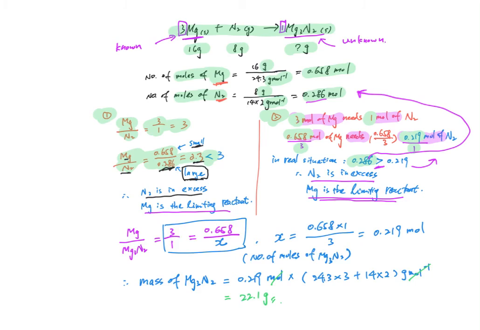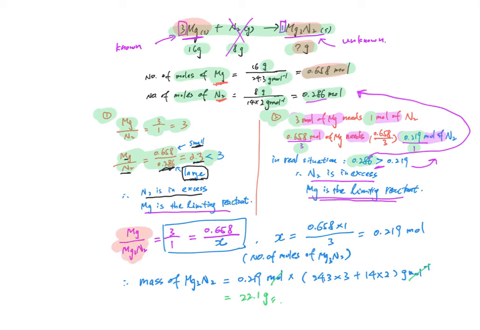After we determine which one is the limiting reagent, we use the old method. Now we only have one known and one unknown. The known one is magnesium, and the unknown one should be magnesium nitride. We only have these two. One is known, another is unknown, because nitrogen is in excess, so we can cross it out. We don't need to consider its amount. Then let's see the solution.